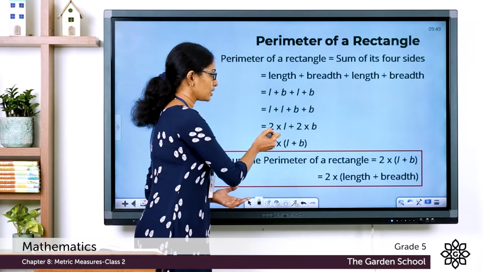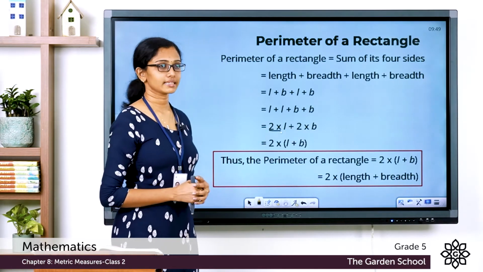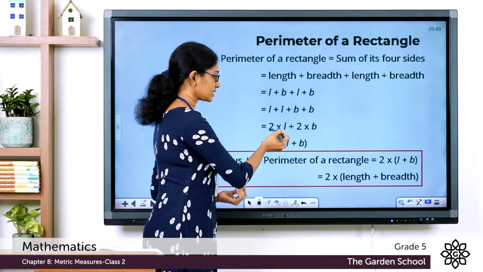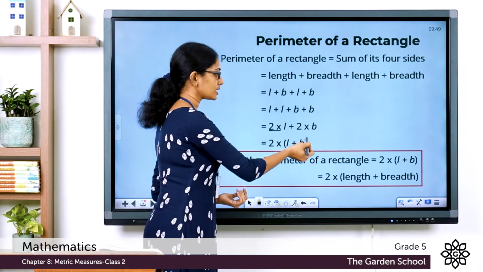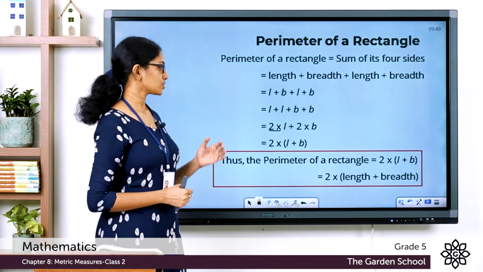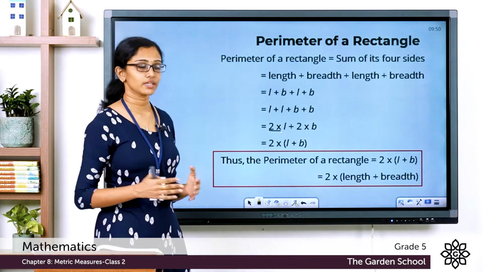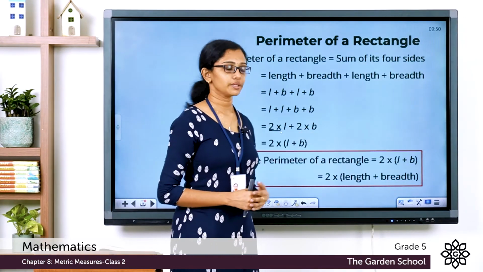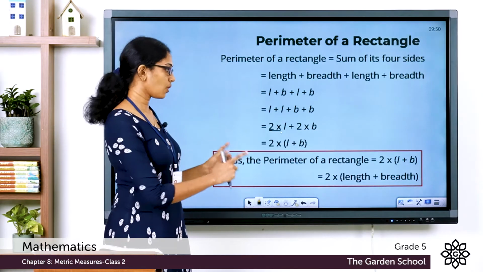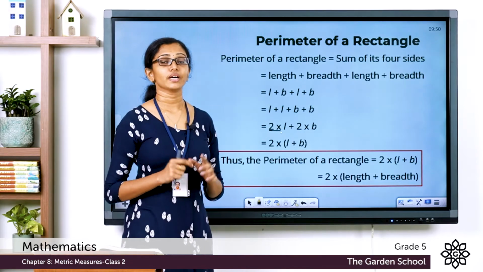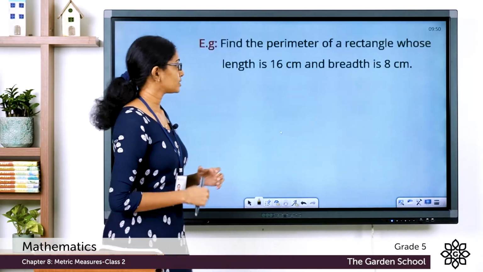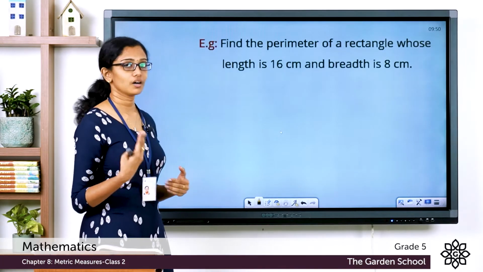See, this 2 is common to both the length and the breadth. So, we can take that as a common factor and write this as 2 times the sum of length and breadth, that is 2 times (L plus B). So, the perimeter of a rectangle is equal to 2 into (L plus B) or 2 into (length plus breadth). So, this is the formula to find out the perimeter of a rectangle. This you have to keep in your mind. Now, let's see some examples of how to find out the perimeter of a rectangle.